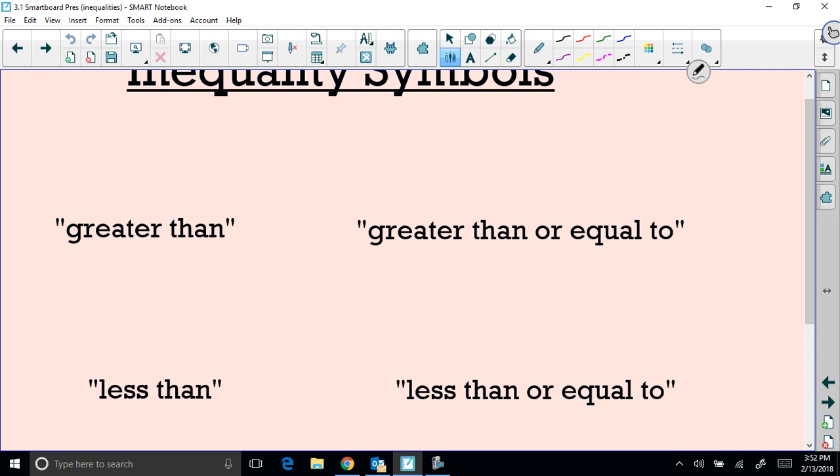So greater than symbol will look like this. Greater than or equal to will have that equal to part underneath it. Less than symbol is here, and then less than or equal to. And you do need to make sure that you memorize those symbols.